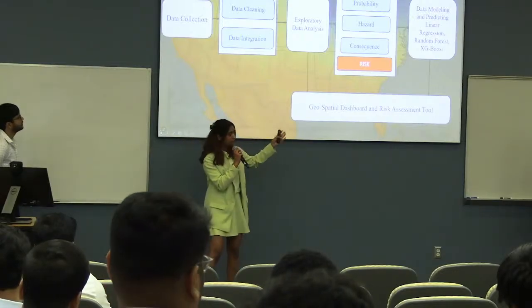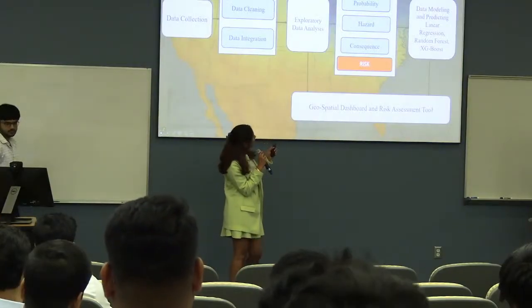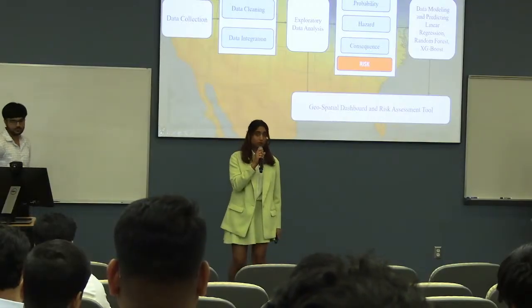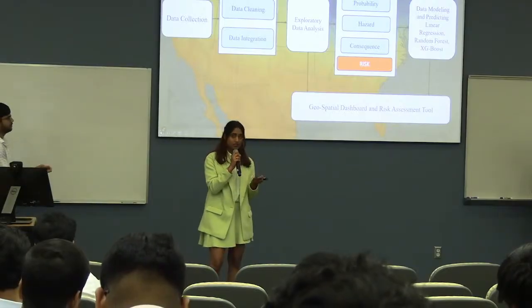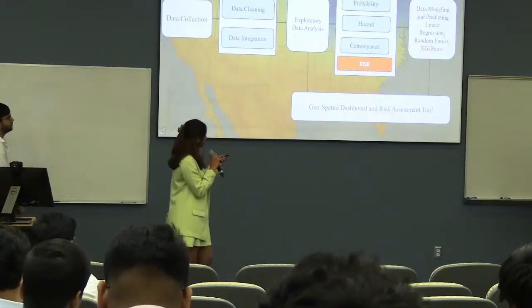visualizations in the geospatial dashboard using AWS QuickSight. And then we also have a risk assessment tool wherein we can assess the risk by selecting the county level and the type of disaster.